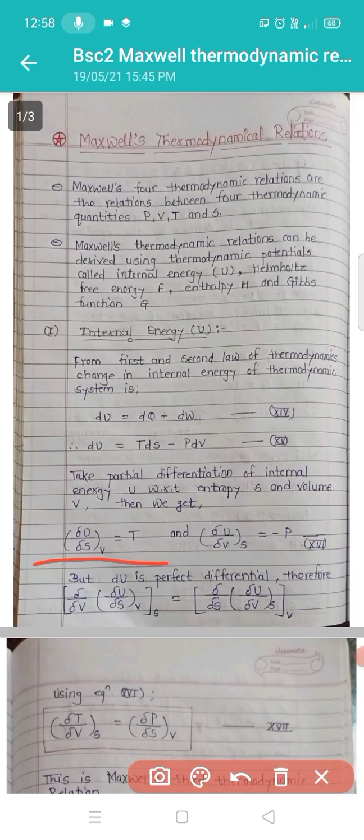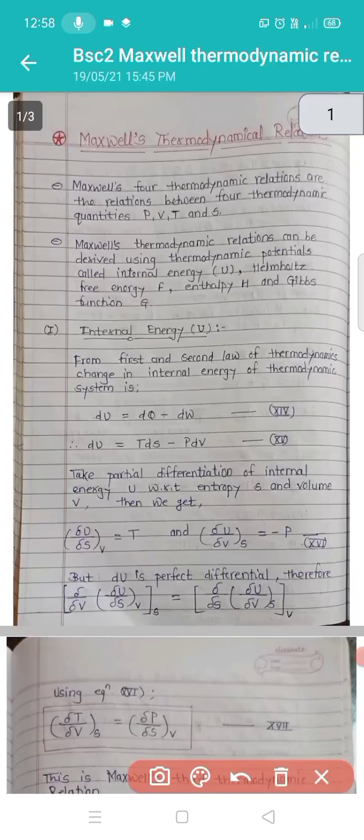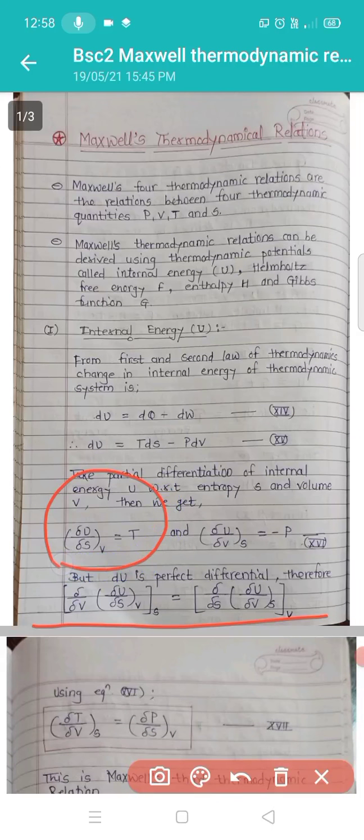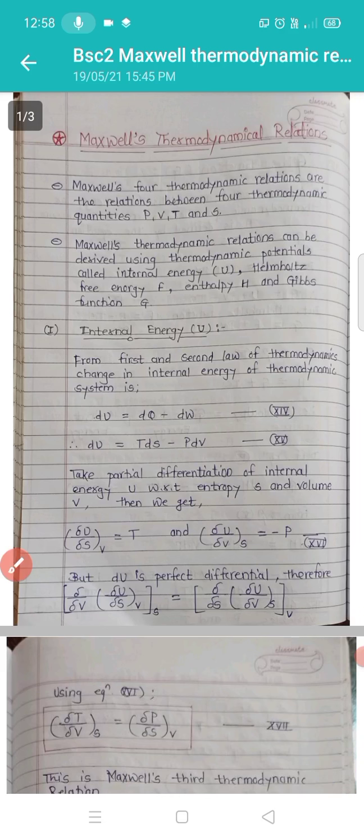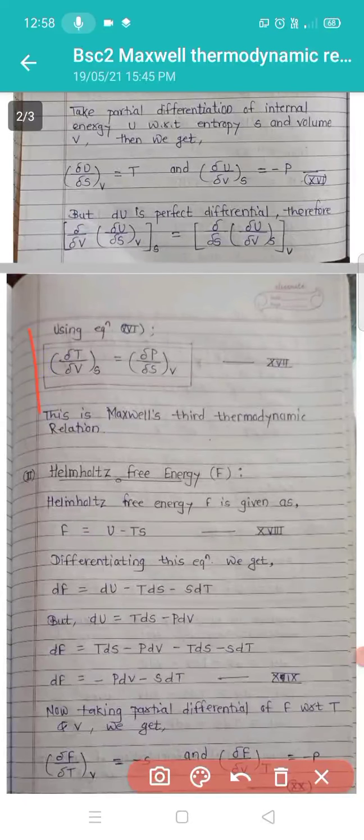Therefore, we get the relation ∂/∂V of (∂U/∂S at V) at S is equal to ∂/∂S of (∂U/∂V at S) at V. Then put the value of (∂U/∂S) at V is equal to T and (∂U/∂V) at S is minus P. Putting this we get the relation (∂T/∂V) at S is equal to minus (∂P/∂S) at V. This is the Maxwell's third thermodynamic relation.